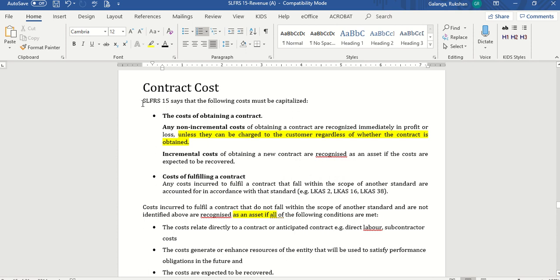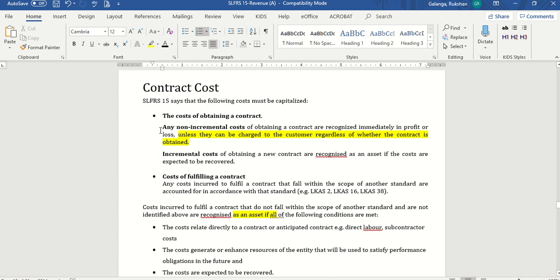So the SLFRS 15 standard says that you should recognize the following costs as an asset in the financial statement until you recognize the revenue. Say, normally buying and selling companies recognize the inventories as an asset in the balance sheet, and the cost of the inventories goes to cost of sales, right? Likewise, these kinds of costs you can capitalize and recognize as an asset in the financial statement, and on a systematic basis you can recognize them to the P&L, right?